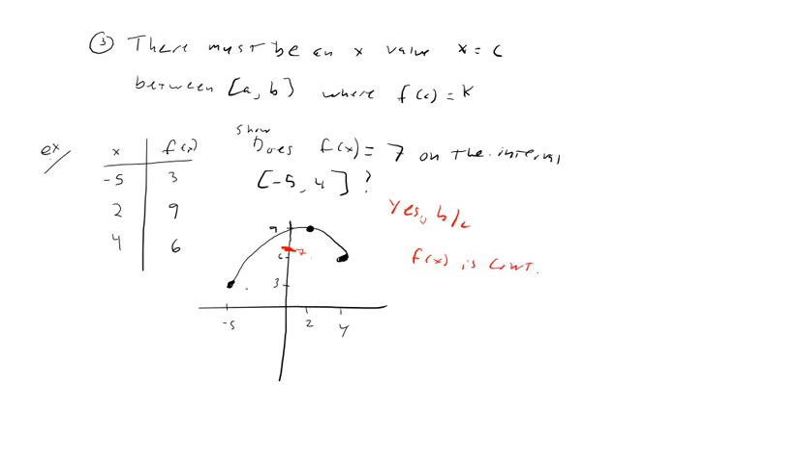I guess I should have stated that. I didn't state that, everybody. That was my bad. I should have said, does a continuous function f of x, I have to let you know that f is continuous. Does a continuous function f of x on the interval, blah, blah, equal 7? So we would say yes, because f is continuous on the interval -5 to 4.